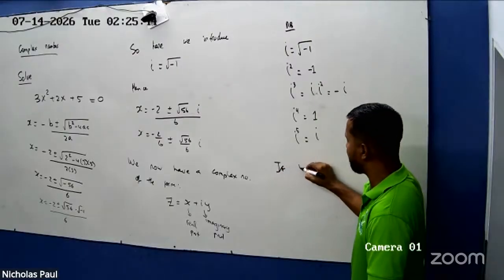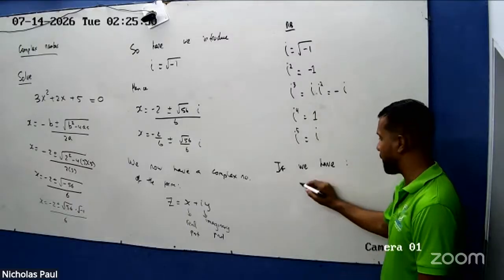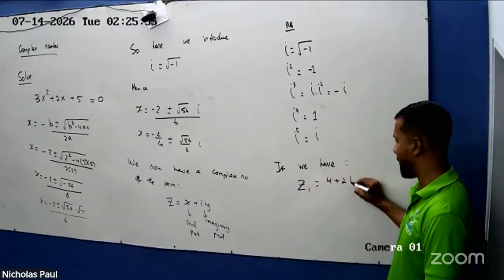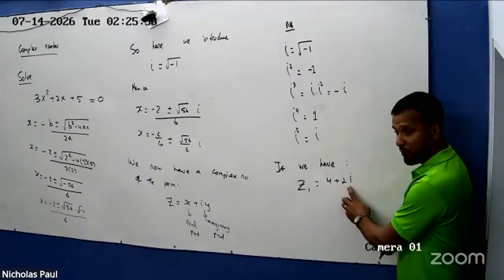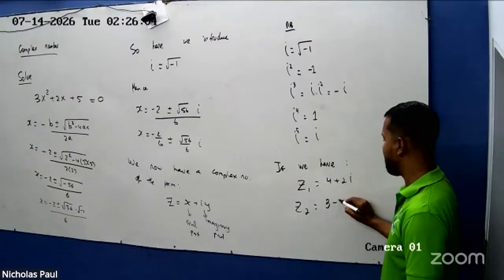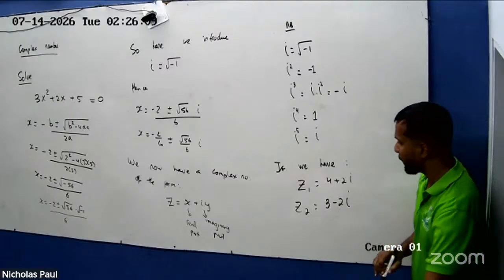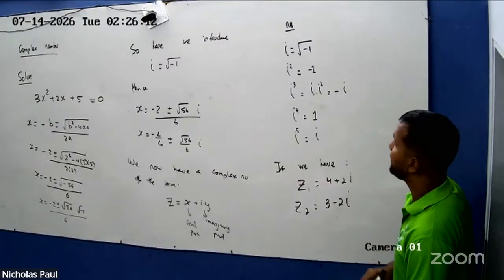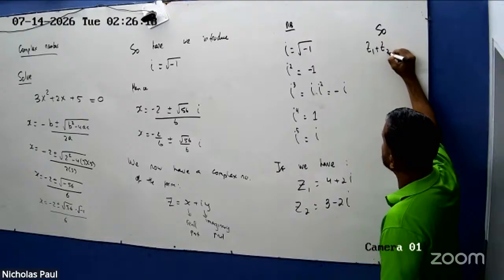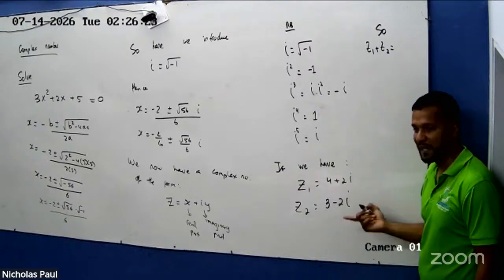So now, suppose I give you something like this. Let's say we have two complex numbers. I gave you a complex number z1, 4 plus 2i, with the real and imaginary parts. And I gave you a complex number z2, 3 minus 2i, with the real and imaginary parts. What do you think z1 plus z2 will be? Suppose I gave you two complex numbers and told you to add them. What would you do?